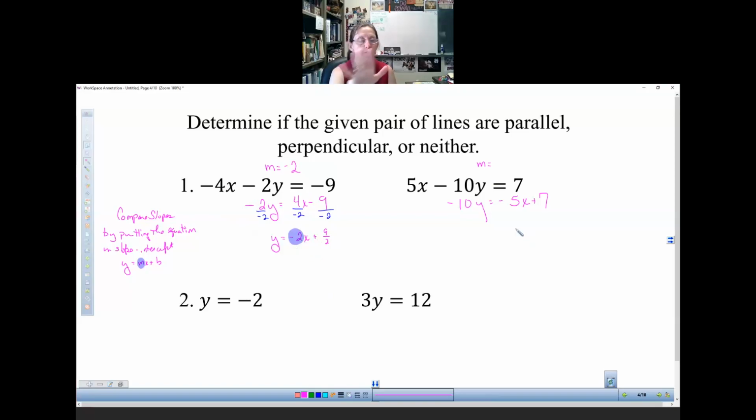A couple of you have already done that, I know. So on the second equation, I subtracted 5x from both sides, so I have this nice -5x plus 7. And now see what happens when you solve for y.